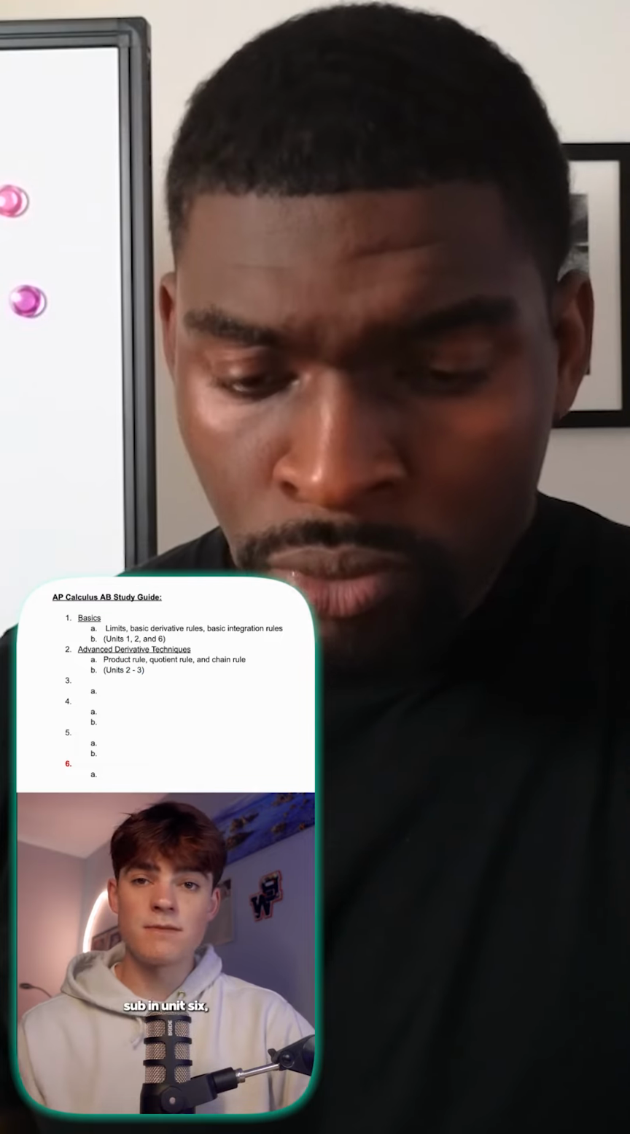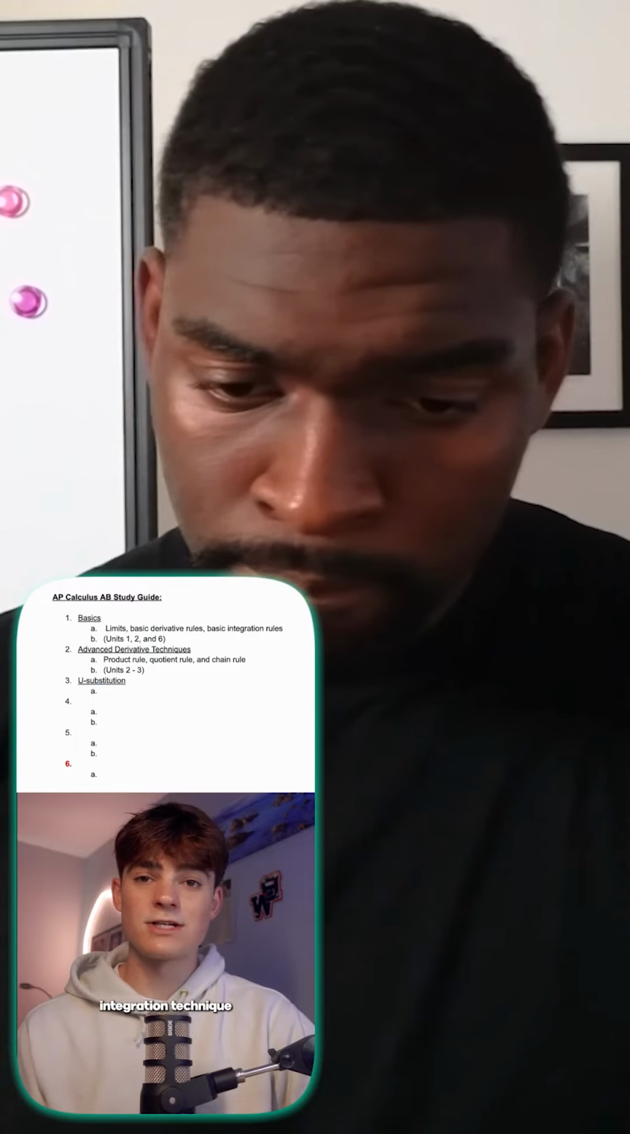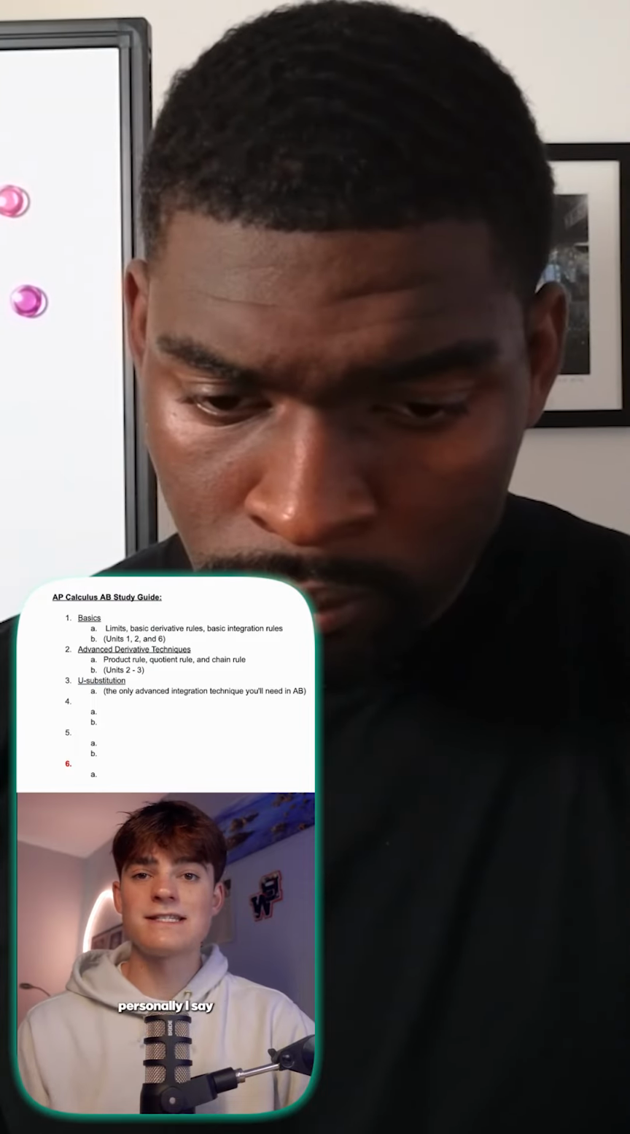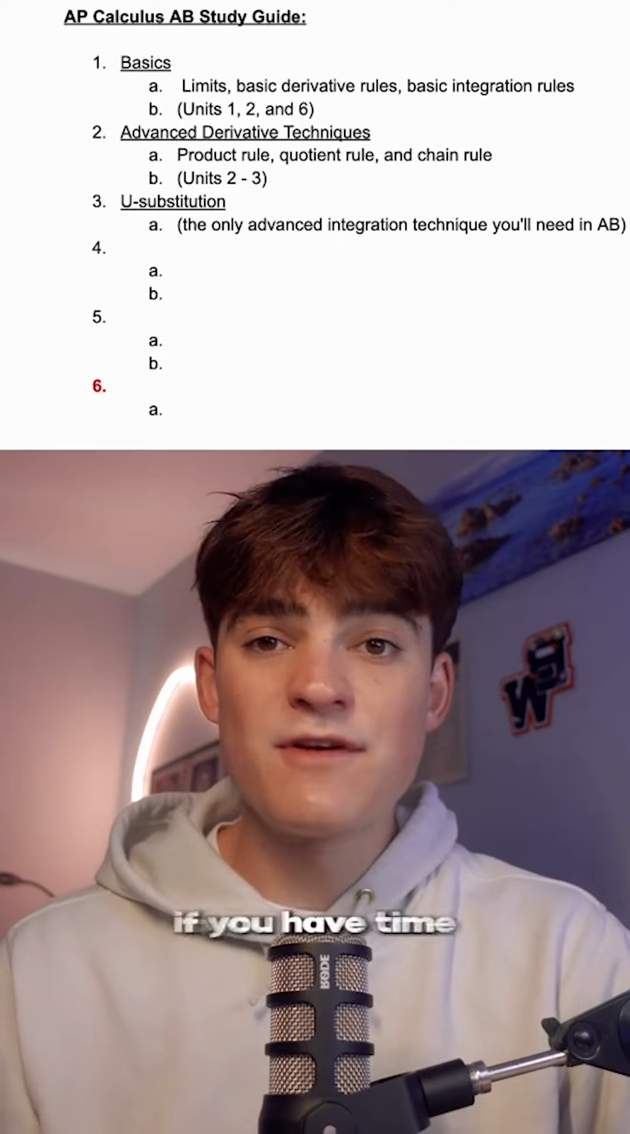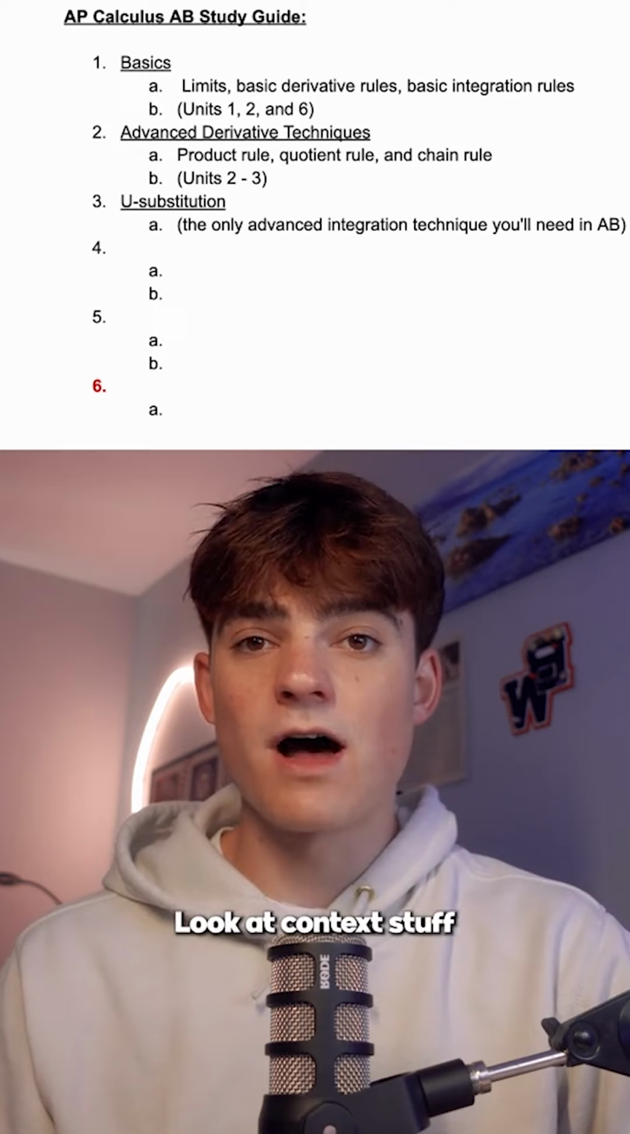Then focus on u-sub in unit 6, which is the only advanced integration technique that you're going to need in AB. Personally, I say u-sub is super important and something you should know because it does show up quite a lot on the test.